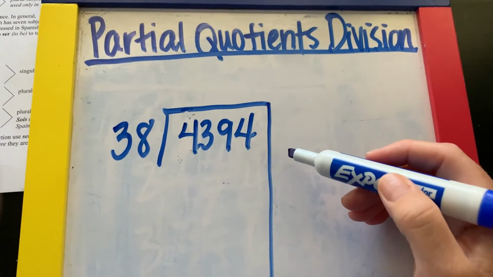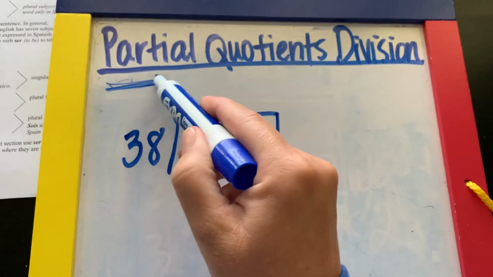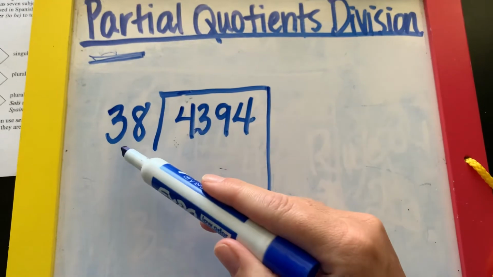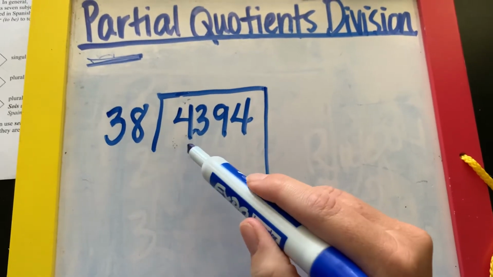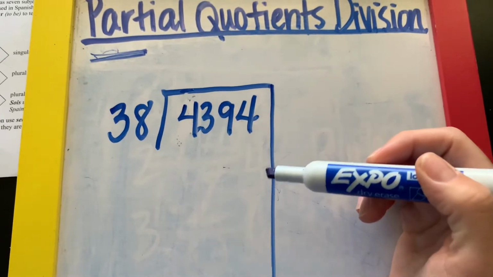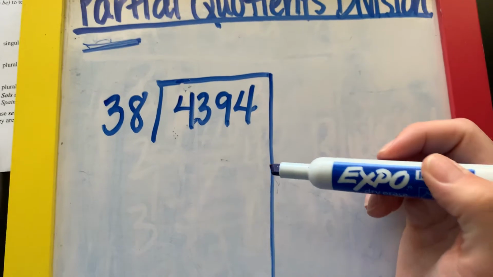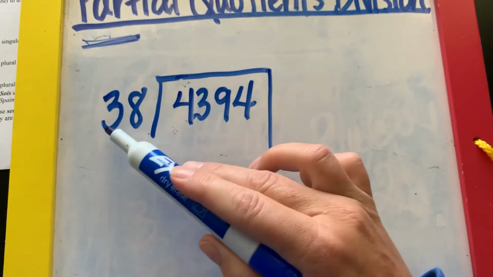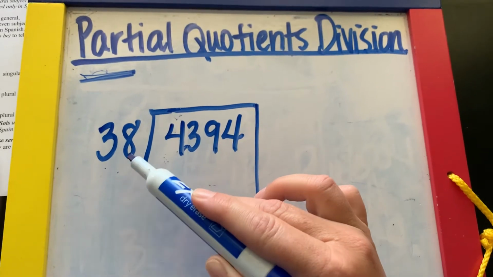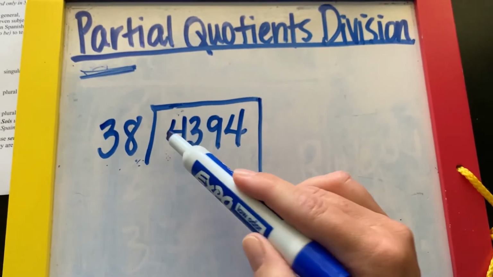And what we do is, remember, partial quotients, you're thinking that it's in parts. So we're splitting it into different parts. So I think, what can I multiply times 38 to get close to 4,394? Now think of your extended facts. Think about all of the fact families that you know. If I multiplied times 10, that's a good one to start with, like times 10 or times 5. Times 2, numbers that you know how to work with easily.